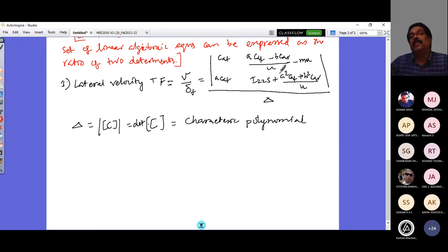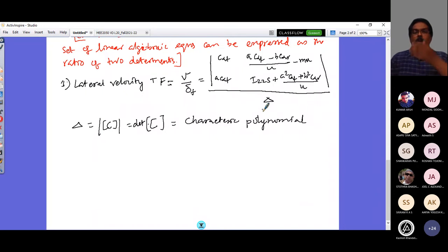So from the numerator determinant I will have a polynomial. See, there is a variable S here, so a first order polynomial. I'll have a denominator polynomial, which is the characteristic polynomial of my model, and that will be a quadratic equation. A transfer function is called proper or strictly proper by looking at the order of the two polynomials. In this case it is a proper transfer function because I have a first order polynomial in the numerator and a second order polynomial in the denominator.